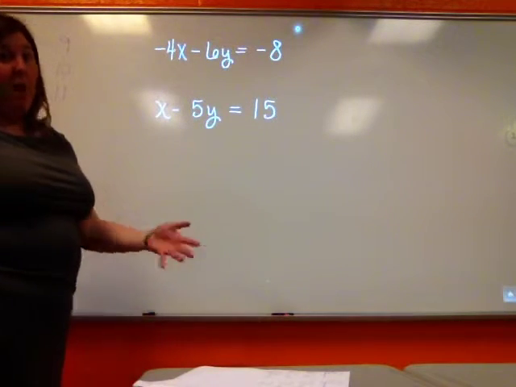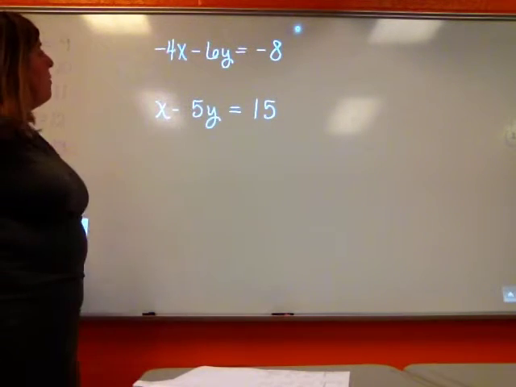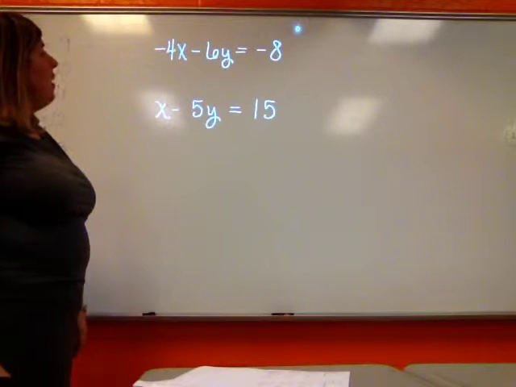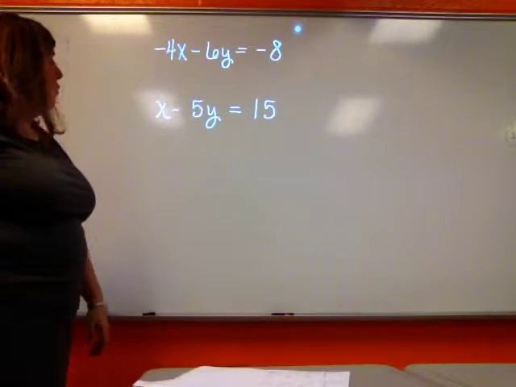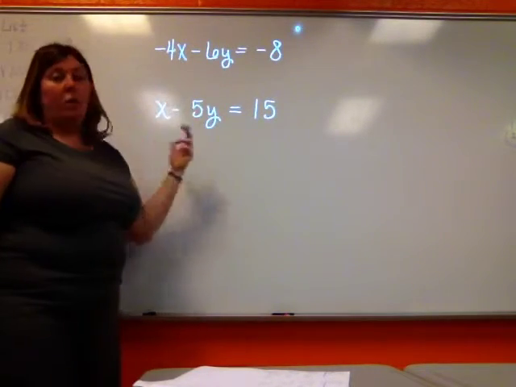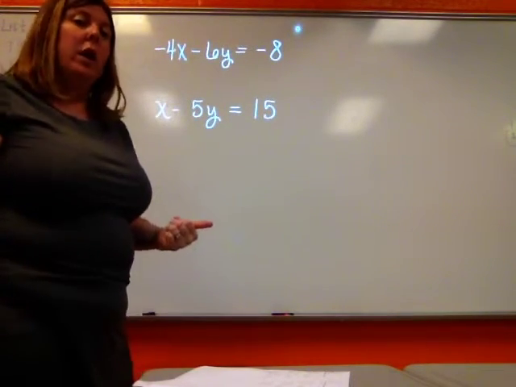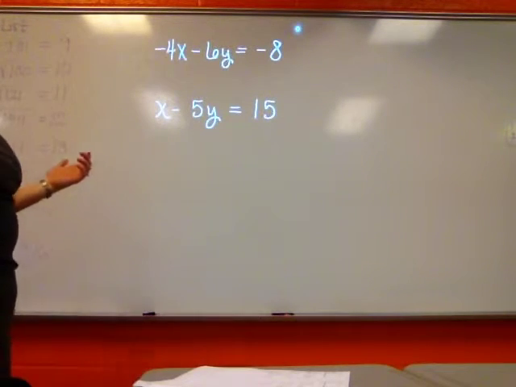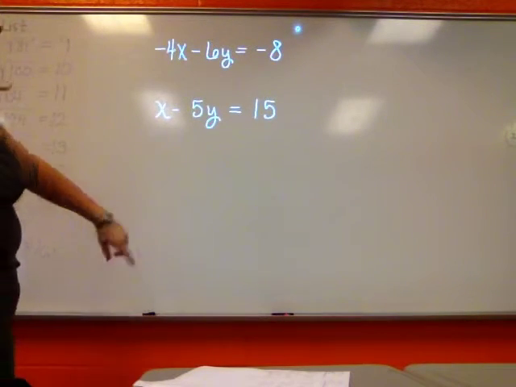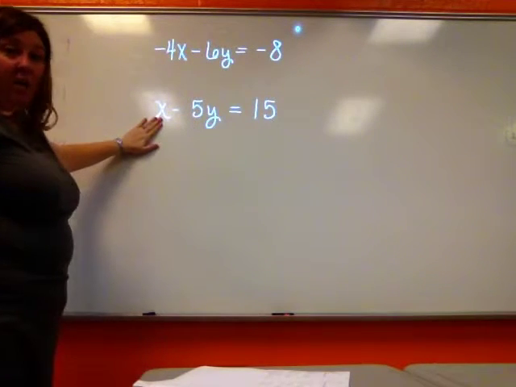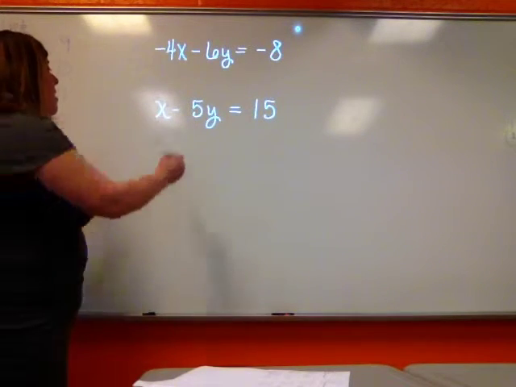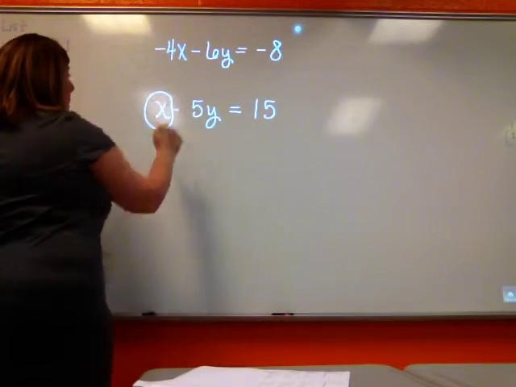So we're watching this because somewhere along the way we goofed up on this problem. Negative 4x minus 6y is equal to negative 8, and x minus 5y is equal to 15. So I've got to pick one of my variables to solve for. Doesn't matter which one I pick, but we want to think smarter, not harder. So this is a negative 4, this is a negative 6, this is a negative 5, this is an x. It looks like the easiest, so I'm going to solve for my x.